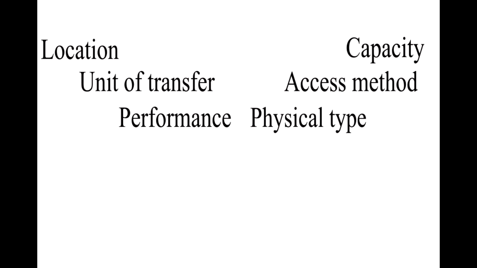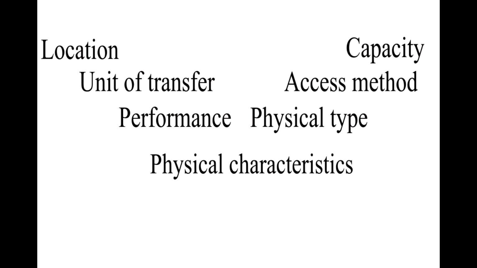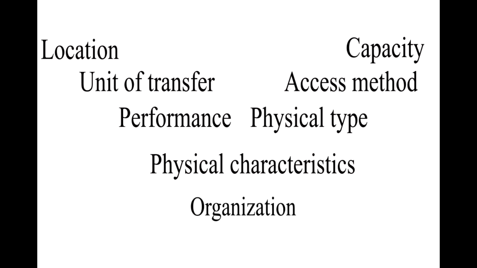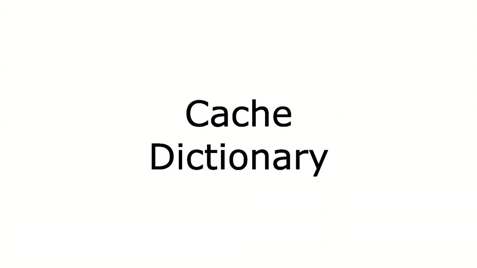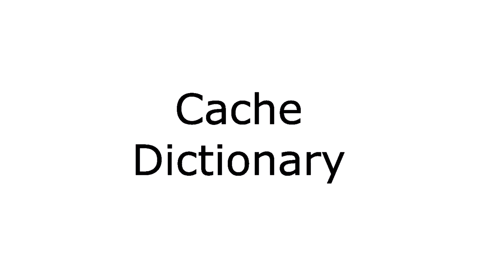Physical type, semiconductor, magnetic, optical, among others. Physical characteristics include decay, volatility, erasability, and power consumption. Organization looks at the physical arrangement of the cache. Here are some terms you should know before watching the mini-series.